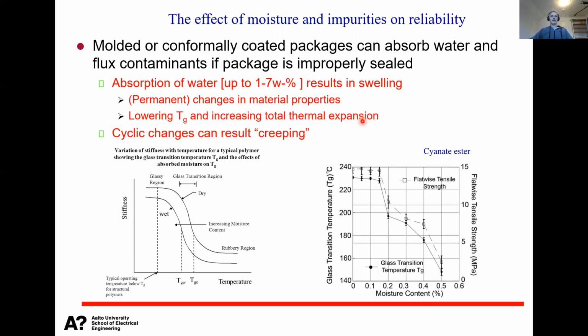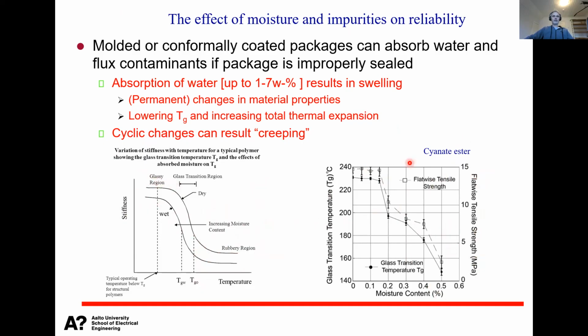So it means that really high moisture content organic materials behave completely differently than dry ones. So with these two pictures, I tried to emphasize the effect of lowering the strength, so either here stiffness or here tensile strength, as well as the lowering of the Tg, meaning the kind of upward drop of mechanical properties.